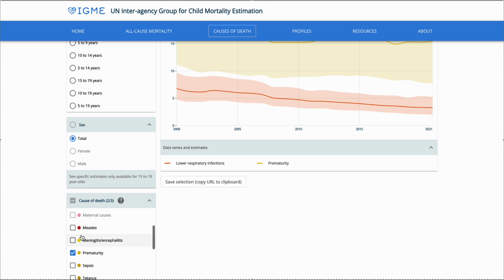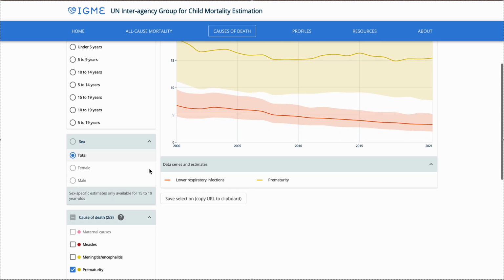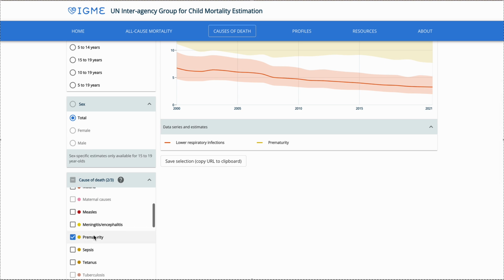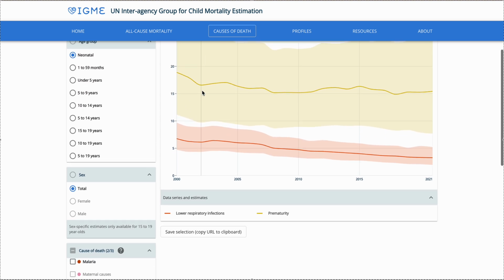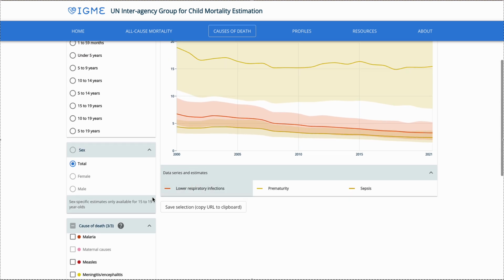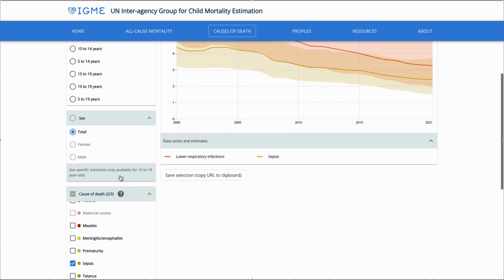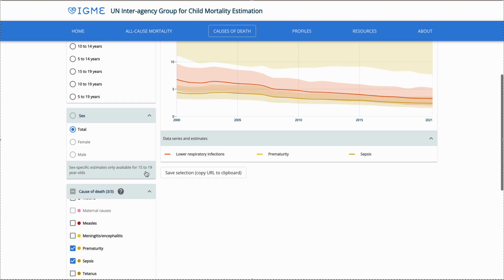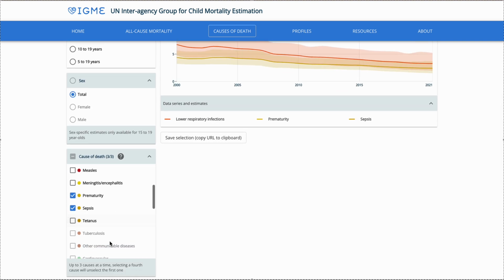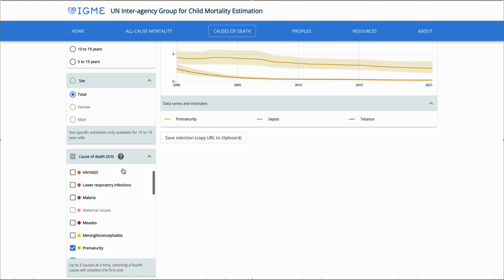Diarrhea. Prematurity. See, prematurity was this curve up here. It should be one of the main causes of death. I bet sepsis is even higher, so let's put sepsis there. Oh, no, it turns out sepsis is lower. Again, you get rid of these. You have to get rid of the check marks to see what causes what. How about tetanus? Tetanus is really devastating, but not very common.